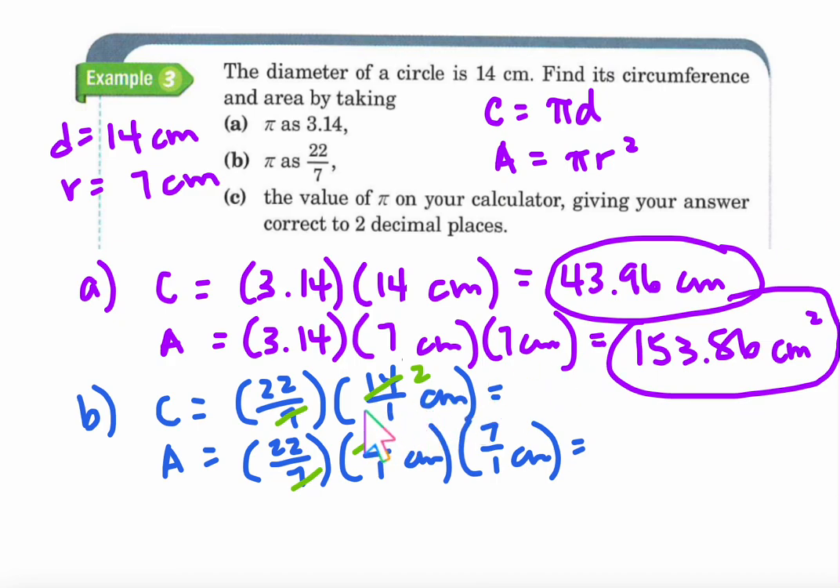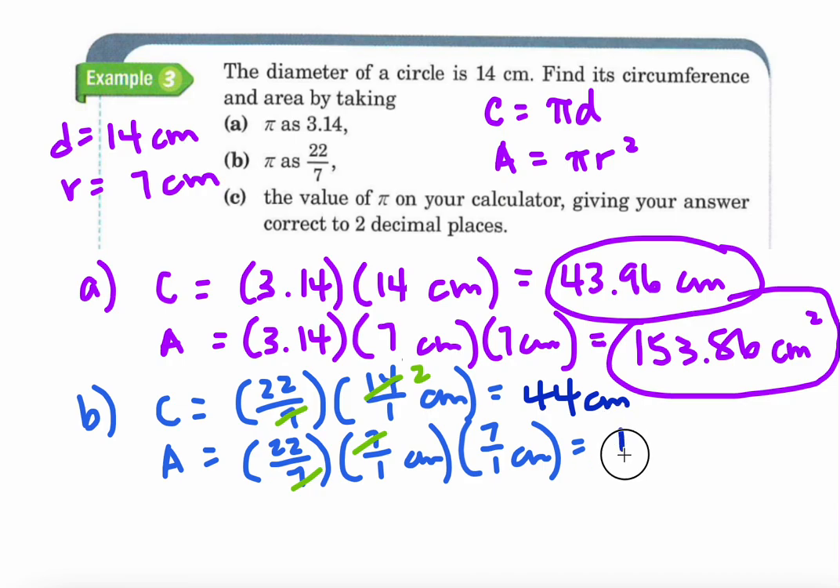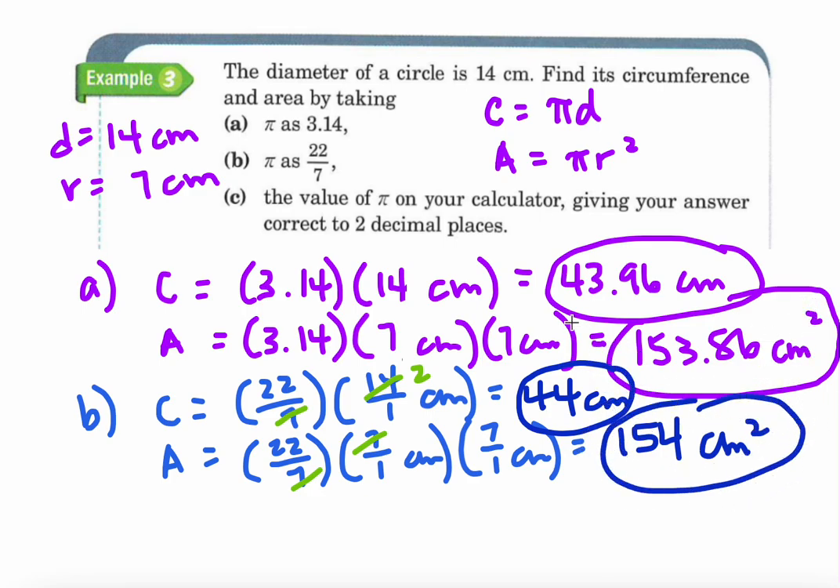Let's go back then and do this math. 22 times 2 now is 44 centimeters. And then these two 7s cancel, so it's 22 times 7, 154. 154 centimeters squared. Okay, so notice how they're a little off from each other, right? Because they're both approximations, but they're close to each other. 43.96 is close to 44. 153.86 is close to 154. Now the last one, they want us to actually use the correct, accurate version of pi.